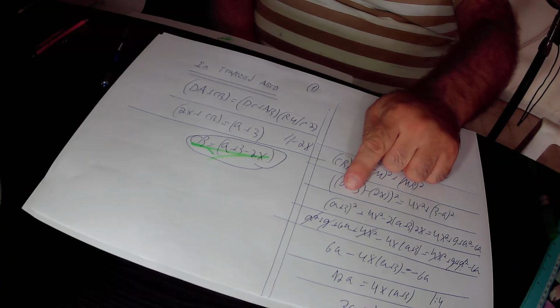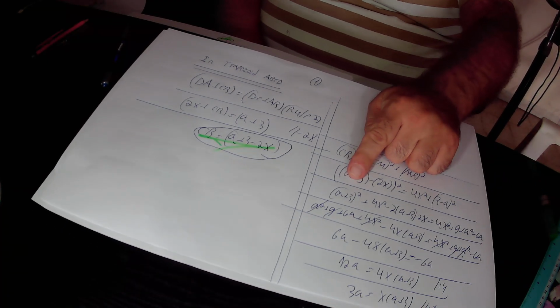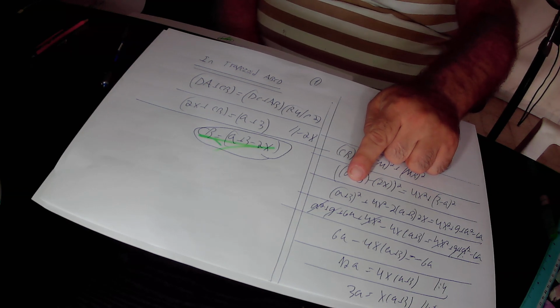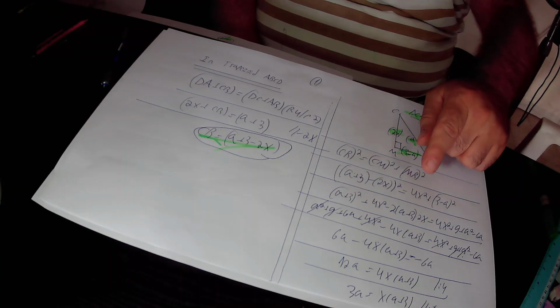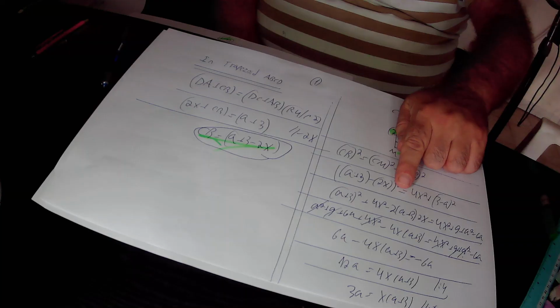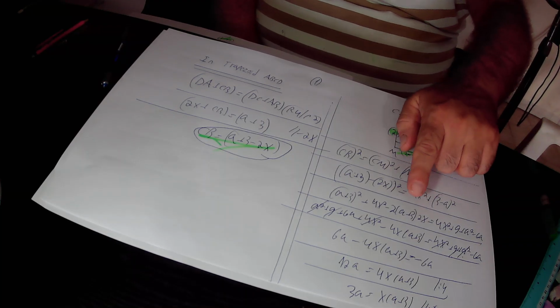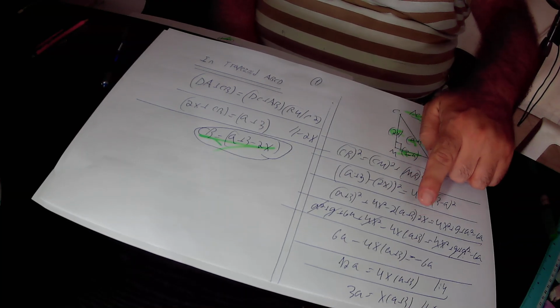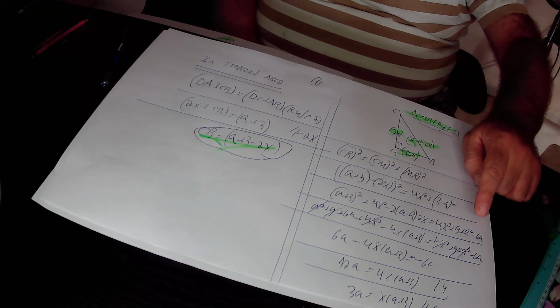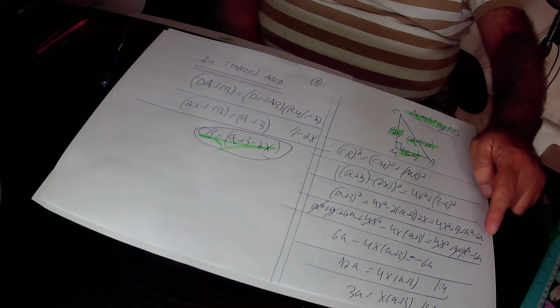We open the brackets of this expression, and we find that a plus 3 squared equals a squared plus 3 squared, that is 9, plus 2 times a times 3, that is 6a, plus 4x squared, and we have minus 2 times 2x, which is minus 4x, times a plus 3. So in total this expression equals 4x squared plus 9 plus a squared minus 6a.